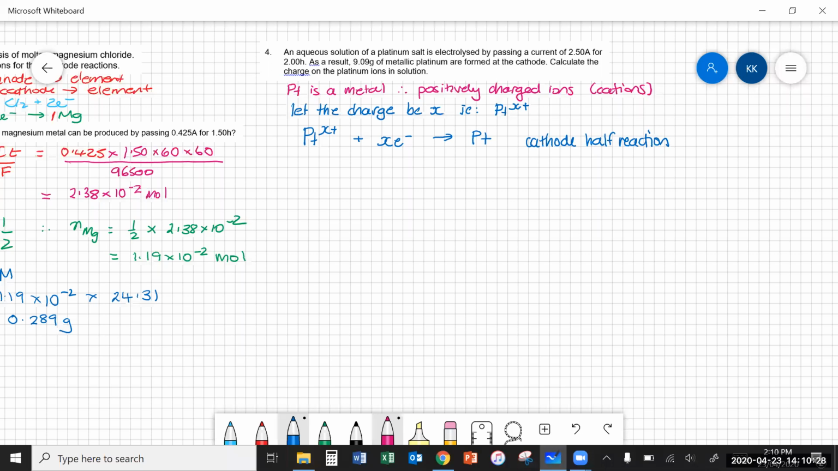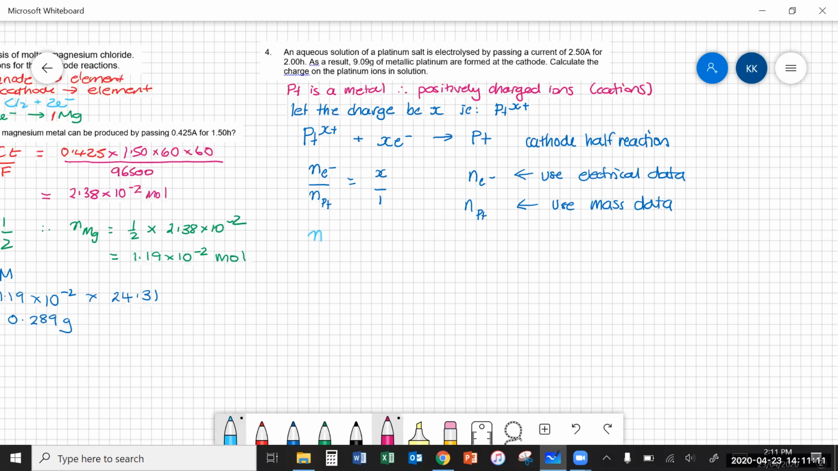And here's the interesting thing, this is how we're going to find X. Our moles of electrons over our moles of platinum is going to be X over 1. So for our moles of electrons, we're going to use the electrical data. For our moles of platinum, we're going to use the mass data. And then by taking the ratio, we'll work out what the value of X is. So let's give it a go.